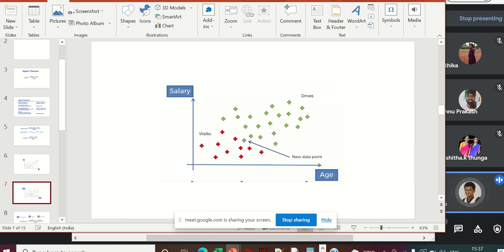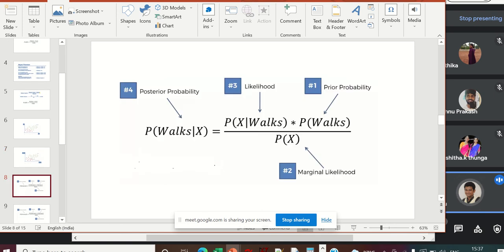Now there is a new person. We want to know whether this new person will walk to office or drive to office. He is almost in between. We are not sure how it will work. So here is the formula.